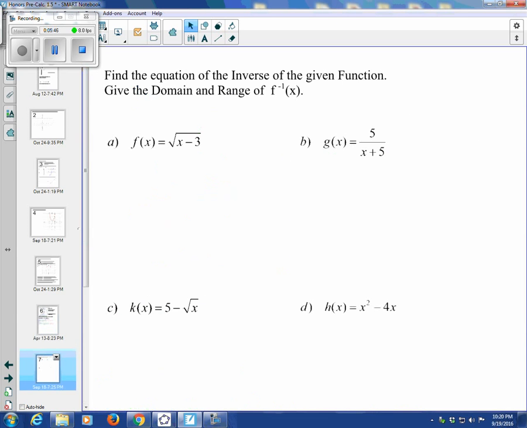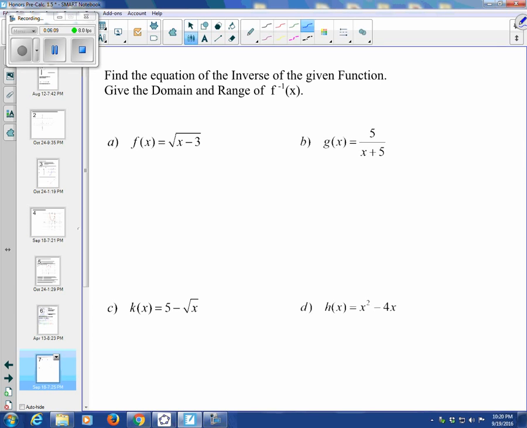We're going to find inverses, but what we want to do is go ahead and find the inverse equation, or find the equation of the inverse of the given function, then give the domain and range of the inverse. Now remember that the inverse is going to switch the domain and the range. And that happens regardless of what equation we end up with.